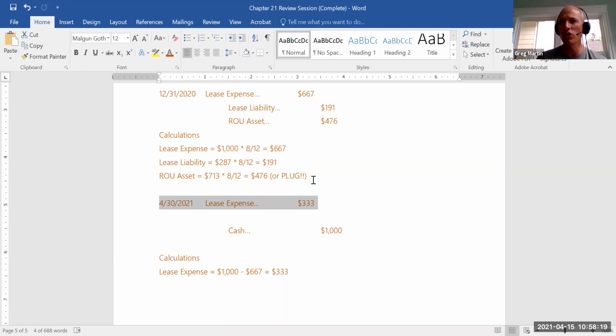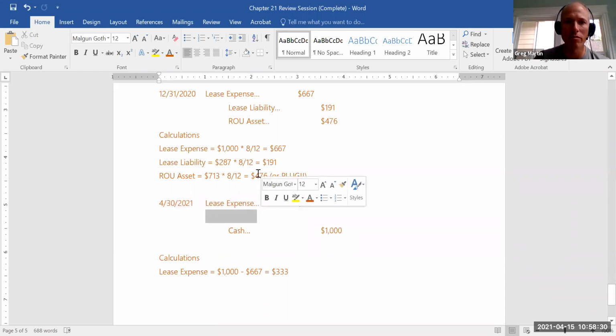Yes, it should decrease, it should go down. Okay, good. So will that be a debit or a credit to the lease liability? Good. We're going to debit the lease liability account. Now the question is how much? Now I'm going to give you a clue.